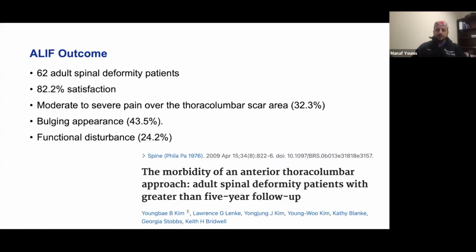Next, please. Kim et al. retrospectively reported on the associated complications and patient satisfaction rates of 62 patients with adult scoliosis who underwent anterior thoracolumbar approach for treatment of their deformity. The study reported an 82% satisfaction rate, but many patients reported dissatisfaction regarding their anterior incision, specifically related to pain over the scar area and bulging appearance. Patients also reported functional disturbances with their daily activities as a result of their anterior incision. Next, please.